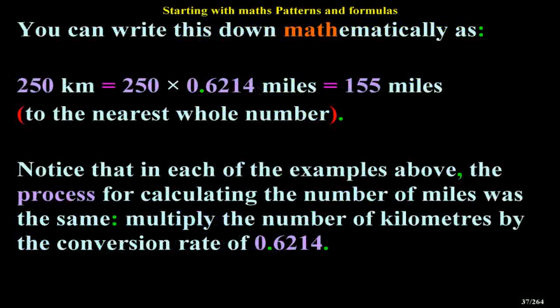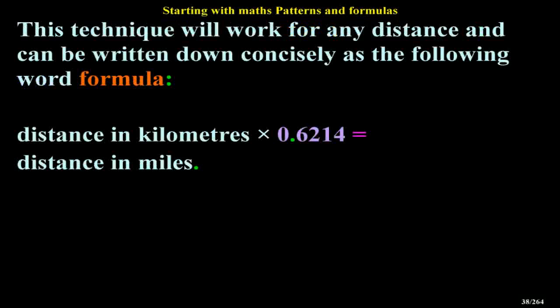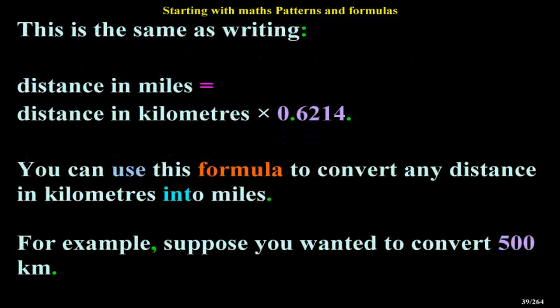Multiply the number of kilometers by the conversion rate of 0.6214. This technique will work for any distance and can be written down concisely as the following word formula. Distance in kilometers × 0.6214 = distance in miles. This is the same as writing distance in miles = distance in kilometers × 0.6214. You can use this formula to convert any distance in kilometers into miles.